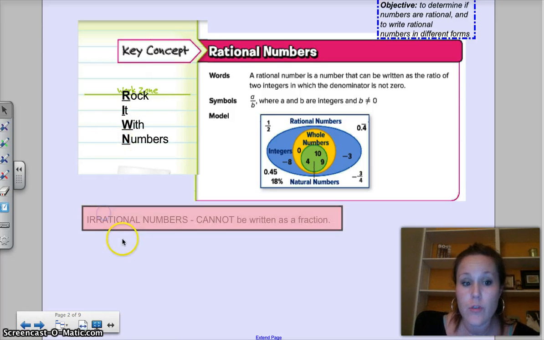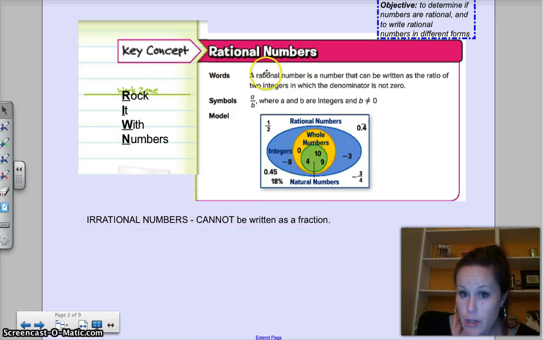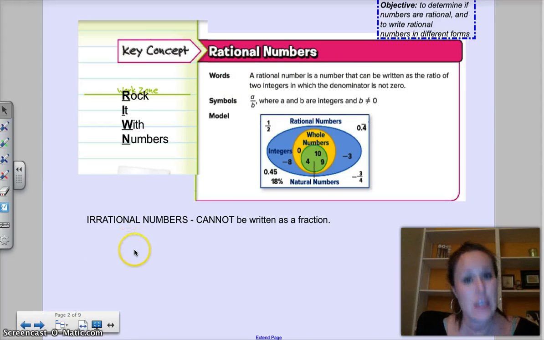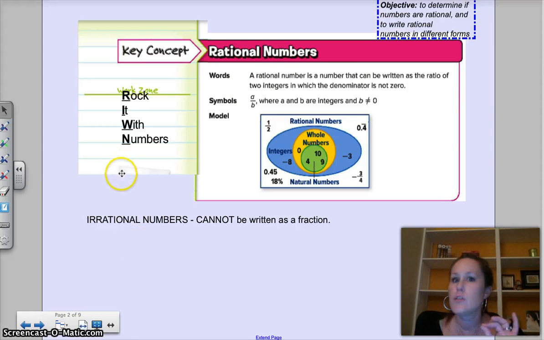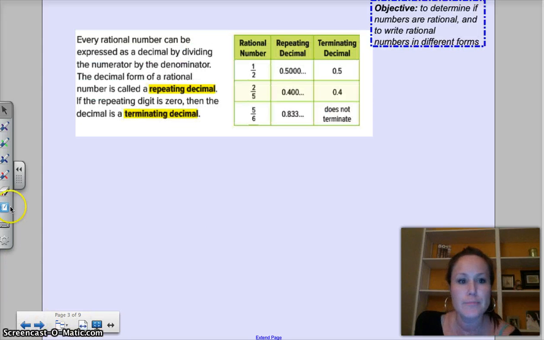And then I want you to know that because a rational number is a number that can be written as a fraction or a ratio of two integers, irrational numbers cannot be. Again, that's a review from 7th grade. You should remember that, but if not, it's a very, very quick review. Let's keep going. Now, every rational number can be expressed as a decimal by dividing the numerator by the denominator, top divided by bottom. So, the decimal form of any rational number is going to be called a repeating decimal.